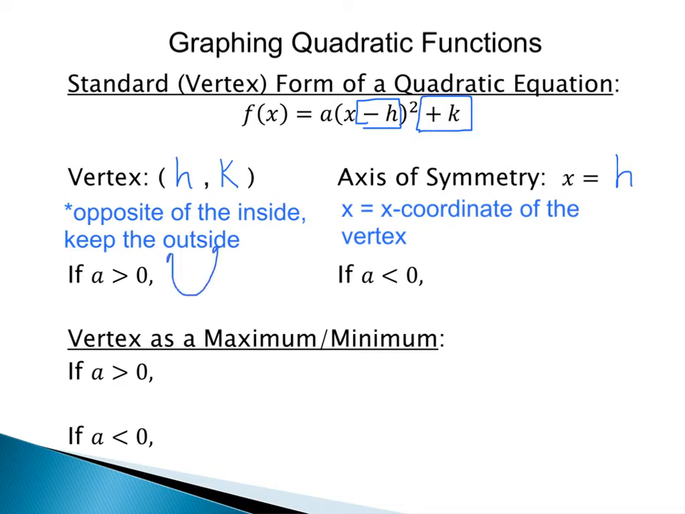If a is greater than 0, meaning that a is positive, the parabola would be facing upward. I like to say that he's happy. Positive means that he's happy, so he makes a happy face. If a is less than 0, which means that he's negative, it would be facing downward. So if it's negative, he's sad. He makes a sad face.